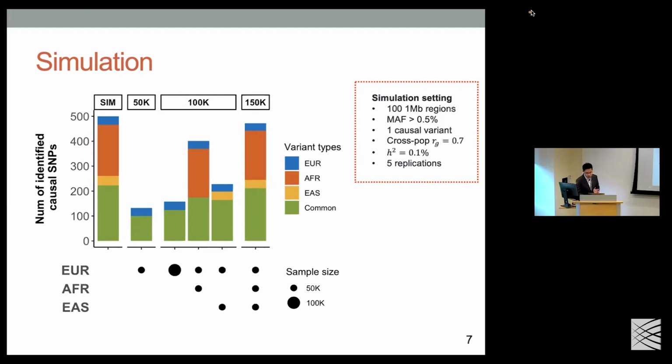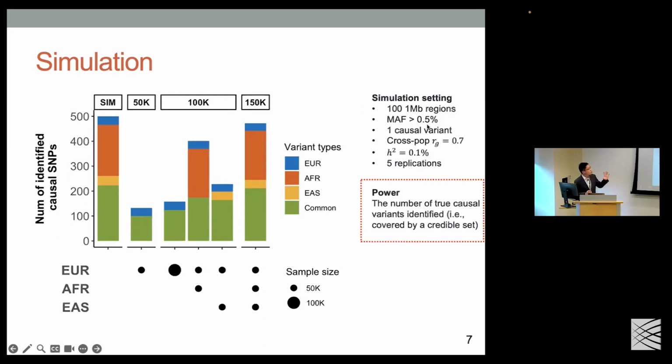In these figures, we first show the power. Here we define the power as the number of causal variants identified or discovered by our method, or covered by the credible set. Here in this figure, the lower panel shows the sample sizes we used: European, African, and East Asian. The larger dots stand for the larger sample size with 100,000, and the smaller dots stand for the smaller sample size. And the first one is the ground truth.